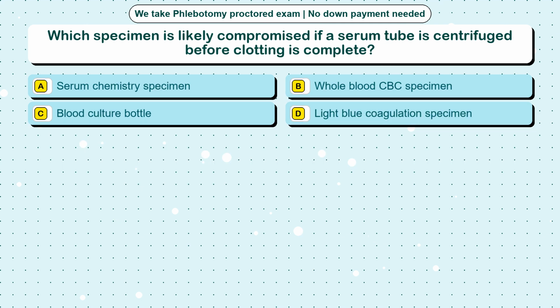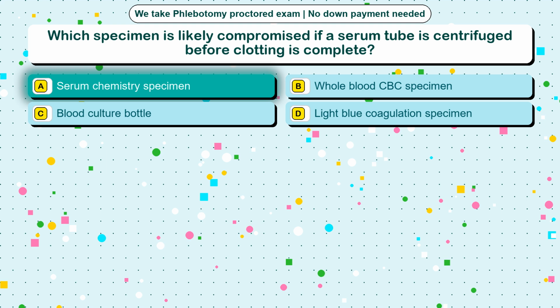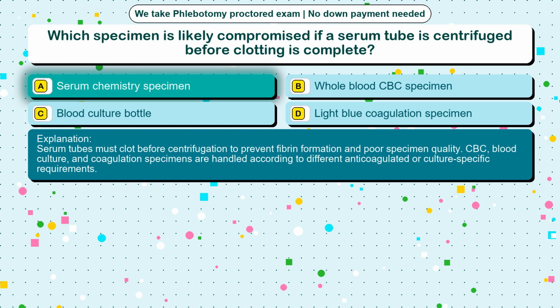Question 54. Which specimen is likely compromised if a serum tube is centrifuged before clotting is complete? Option A, serum chemistry specimen. Option B, whole blood CBC specimen. Option C, the blood culture bottle. Option D, light blue coagulation specimen. The correct answer is option A, serum chemistry specimen. Serum tubes must clot before centrifugation to prevent fibrin formation and poor specimen quality. CBC, blood culture, and coagulation specimens are handled according to different anticoagulated or culture-specific requirements.